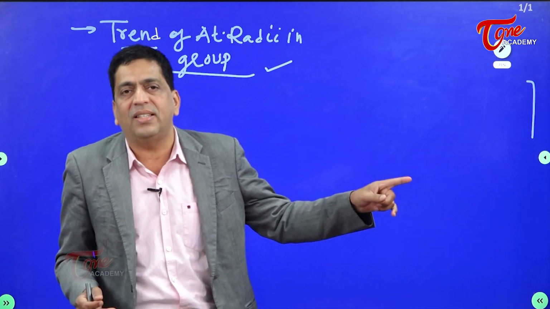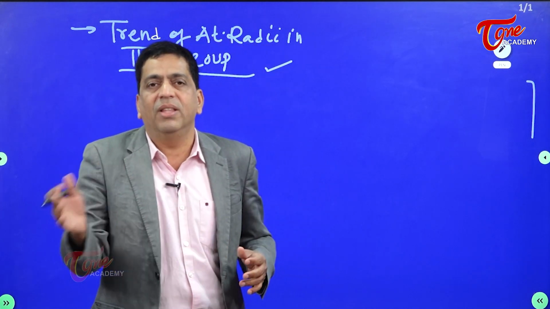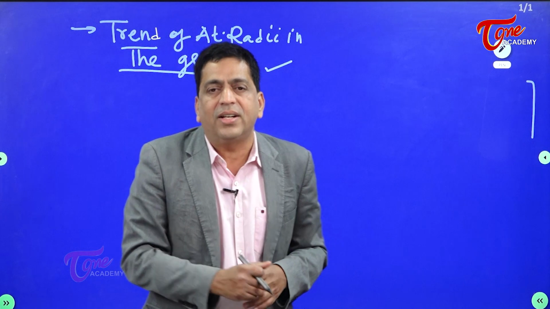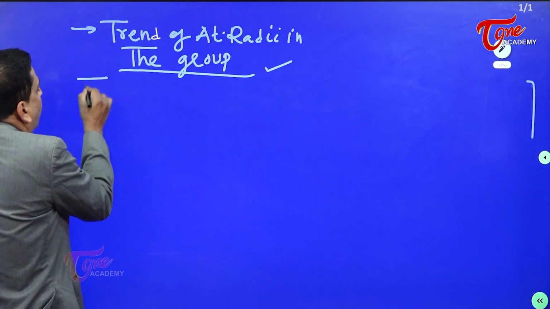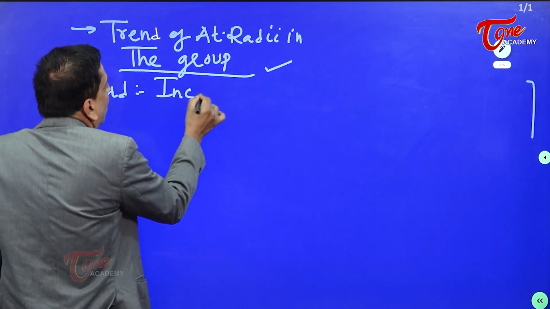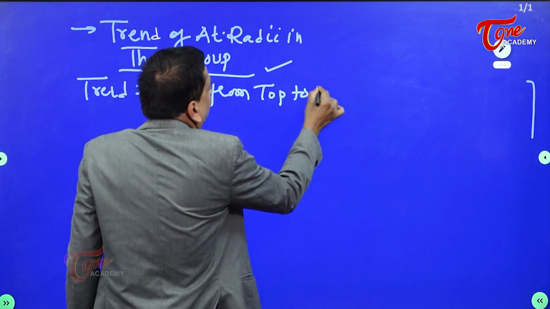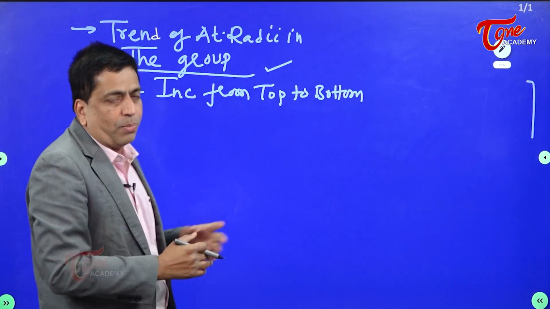In a period you can see that left to right the size decreases, and I was telling a case where even though it decreases from left to right, there is a jump between the 17th group and the 18th group. Now let's see how the trend of atomic radii in a group. The trend, let me write it first: it increases from top to bottom in a group.